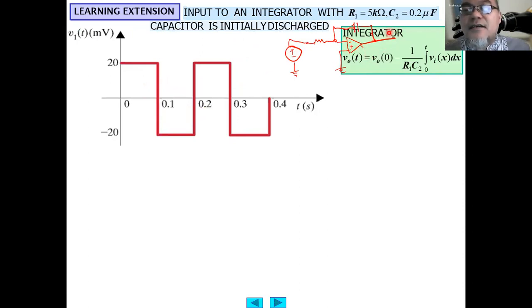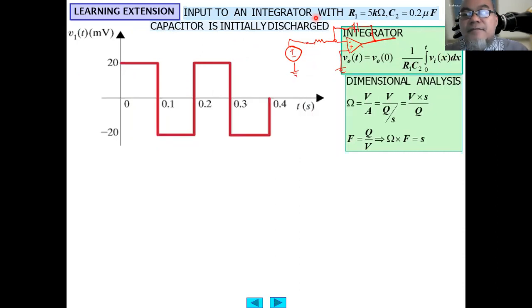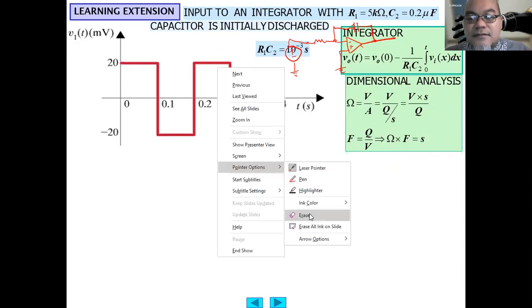The V output at time T equals, since it is integration, we have to have the initial value, then negative 1 over R1 C2 times the integral from 0 to T of VI(x) dx. From dimensional analysis, ohm is volt second per coulomb, similar to the previous slide, and ohm times farad equals second. Okay, R1 C2, I guess I still need to erase it.